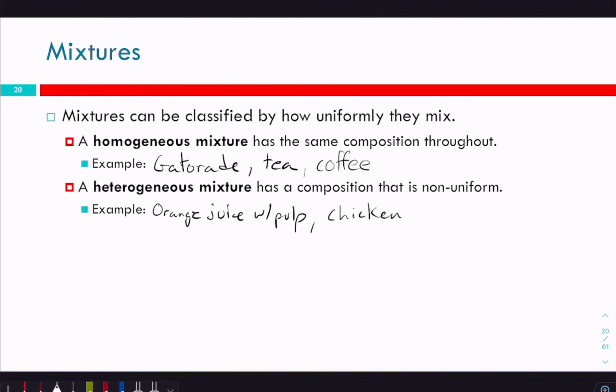What about oil and water since they can't mix? Ah, yes. So a heterogeneous mixture, oil and water. If you just had water or you just had oil, those would be homogeneous. If you put them together, though, in the same cup, that would be heterogeneous. Inside that cup, the mixture changes throughout.